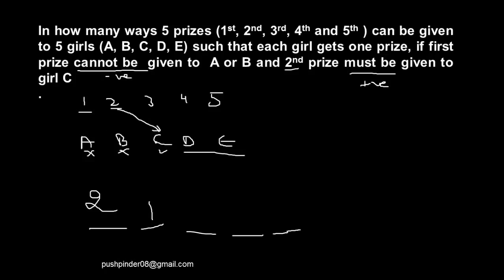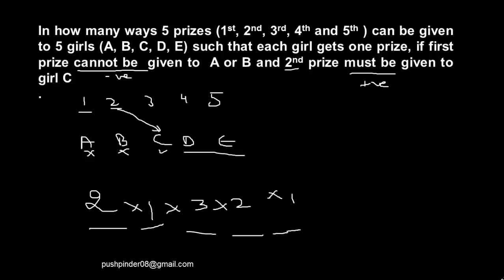Second prize has already been given to girl C. So now we are left with only 2 options, girl D and E, right? Is there any condition left? No, there is no condition left. There are 3 girls and 3 prizes, which can be given in 3 factorial ways. So this is our answer, right?